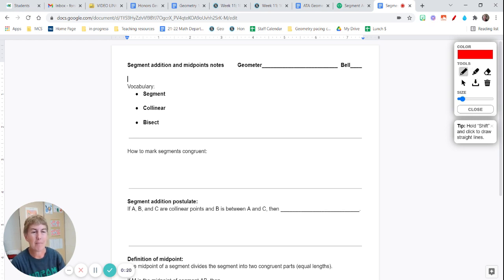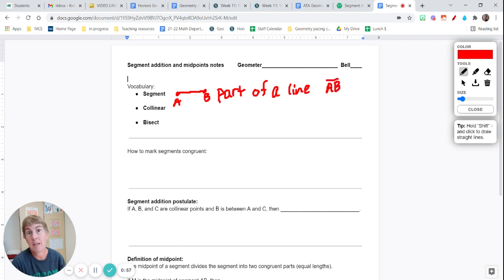First, basic vocab. Segment. You've seen segments before. You know what they look like, but just to be clear, a segment looks like that. We don't always draw the dots at the end, but a segment is a part of a line. And with our segment, we name it with its endpoints. And so if that's A and B, we would name it AB with the segment over the top.